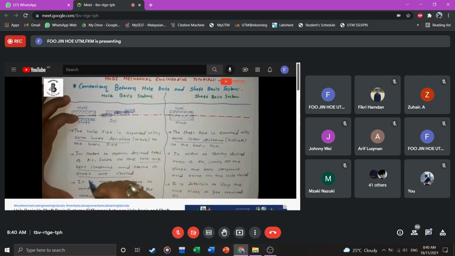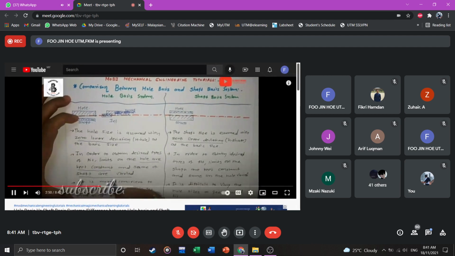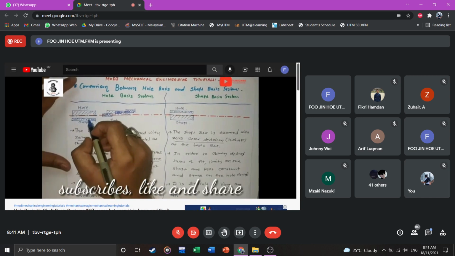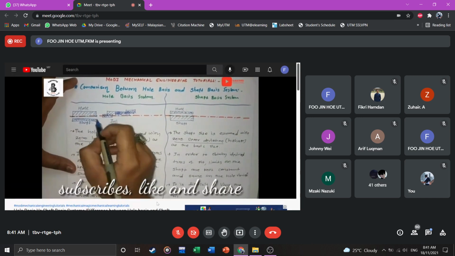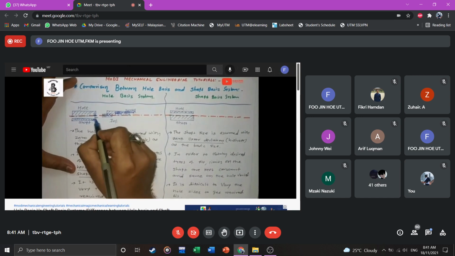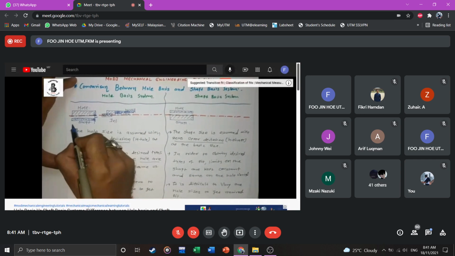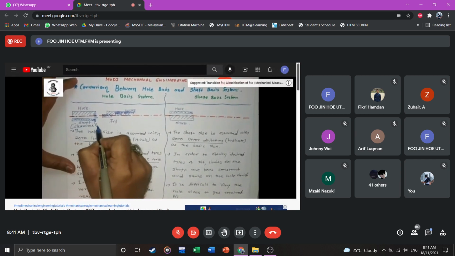Now the second point: in order to obtain the desired types of fits, the limits on the hole are kept constant and the shaft limits are varied. First, that will be the initial position of the hole and the shaft. If you find any kind of gap between hole and shaft, in technical language that provides clearance between the hole and the shaft. That will make a clearance fit.